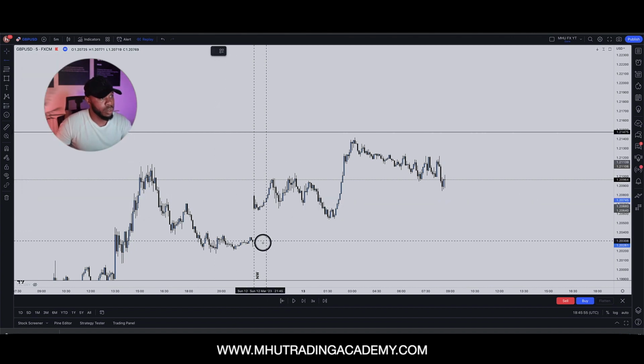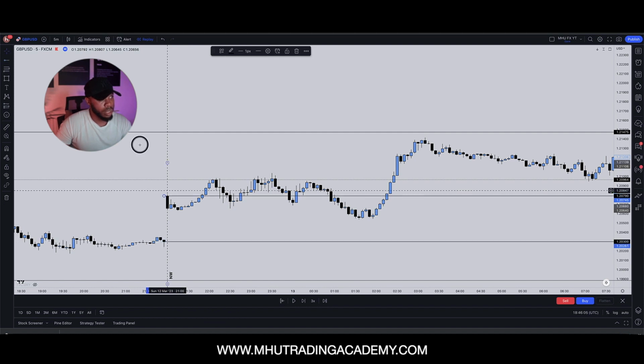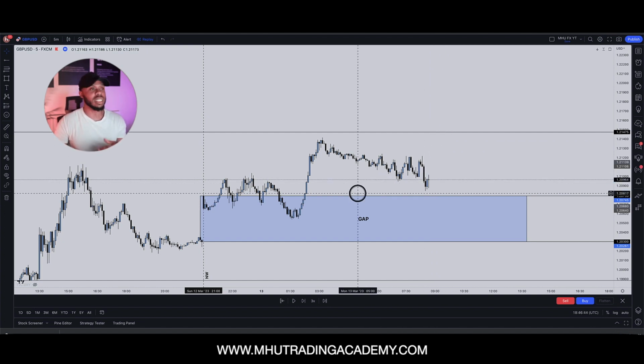I'm going to draw up the gap for you. The gap is from this low, this is where the market closed, and this high right here, because this is where the market opened. So I've marked up my gap now. My agenda for Monday is to fill in some of this gap. We don't need the whole gap filled, we just need some of it filled.